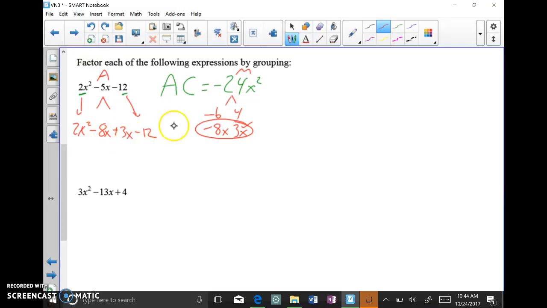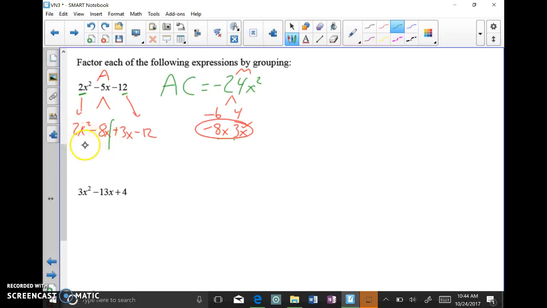So the order doesn't matter, although some people sometimes will try to pair things up. Like they'll say, all right, I have 8 and 3. Which one do I want to pair up with 2, and which one do I want to pair up with 2? It doesn't matter. It works both ways. So either one, as long as the 8's negative here and the 3's positive, because they got to combine to be a negative 5. All right, then we group it.